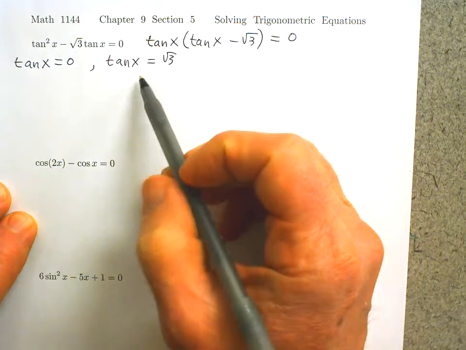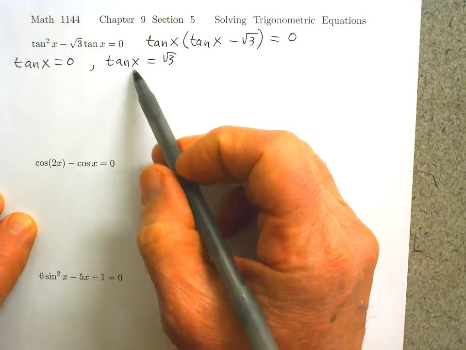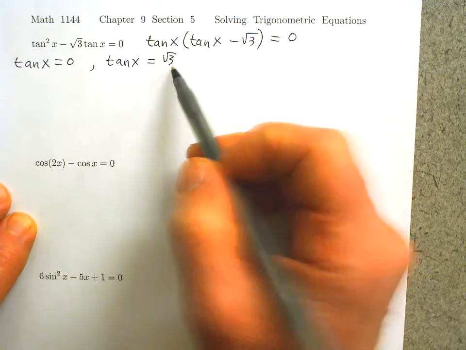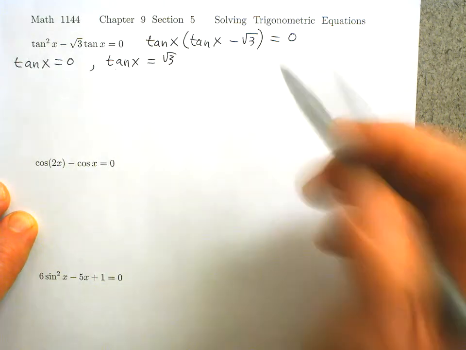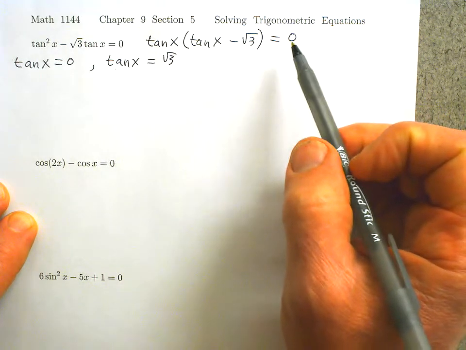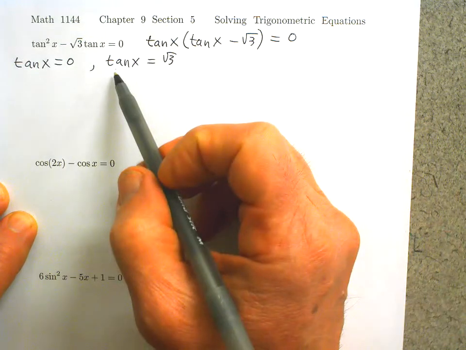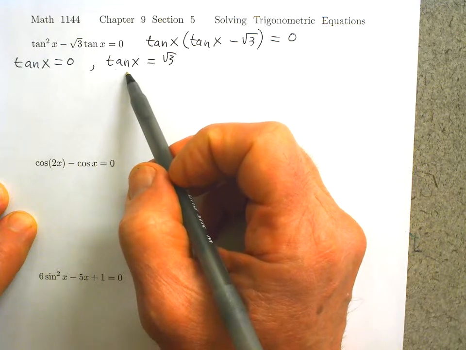Okay, between 0 and 2 pi, tangent of x equals the square root of 3 has two solutions. One is in the first quadrant, and the other one is in the third quadrant. Those are the only quadrants where tangent of x is equal to a positive number.